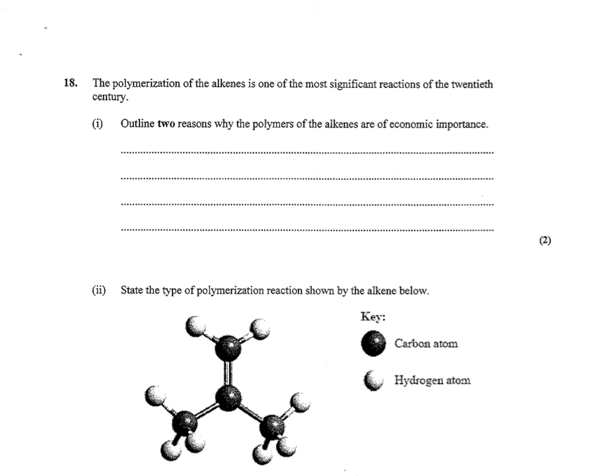Number 18 asks about the polymerization of the alkenes, outlining two reasons why the polymers of the alkenes are of economic importance. So a lot of you told me what some of the different polymers were, but the focus here is what makes them economically important. And one is because there's no natural version of plastic available.